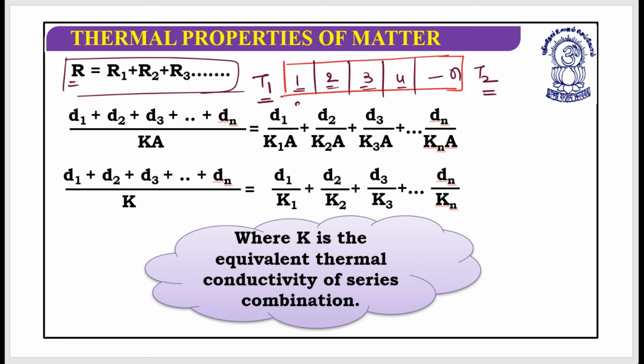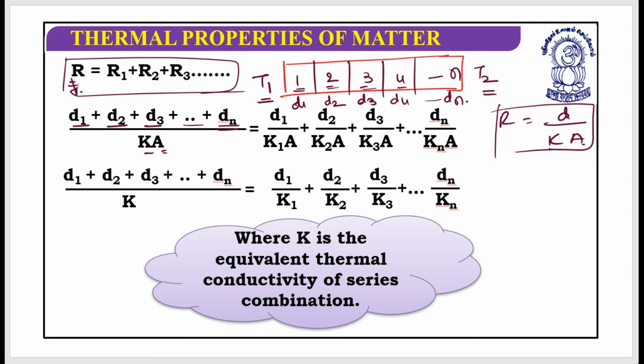When I write R, let's understand that this is D1, this is D2, this is D3, this is D4, and up to Dn. So for the total equivalent R, the total system contains a length equal to D1 plus D2 plus D3 up to Dn, because R is equal to D by KA. Please keep this in mind: R is equal to D by KA, and this R could be written as D1 plus D2 plus D3 up to Dn, divided by K equivalent into cross-sectional area A, because the cross-sectional area is the same for each one.